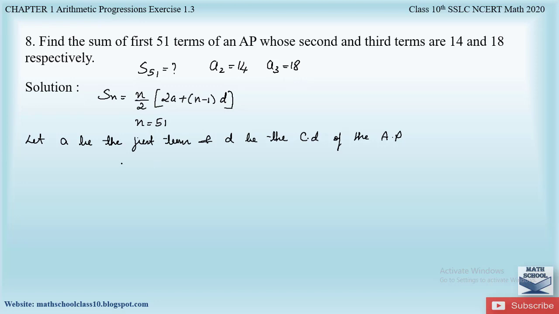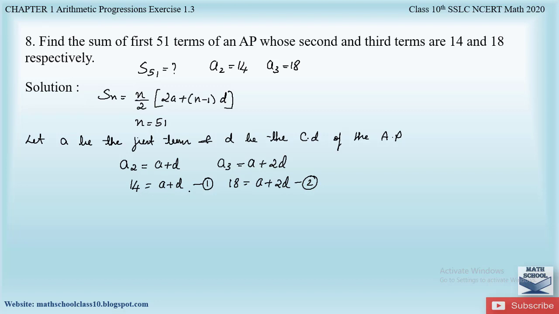The a2 term is nothing but the second term of the AP, which is represented by a plus d, and the a3 term is represented in the general form as a plus 2d. So what is the a2 value given? That is 14 is equal to a plus d. Let this be equation number 1. And the a3 term is what? 18 is equal to a plus 2d. Let this be equation number 2.